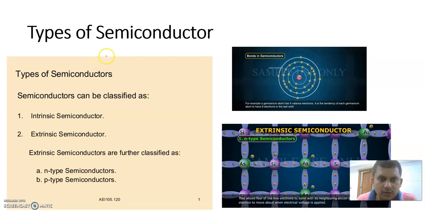Hello. So this is the second video of the prerequisite of analog electronics. In the previous video, we discussed the conductor, insulator, types of semiconductor, intrinsic semiconductor, extrinsic semiconductor, the types of the extrinsic semiconductor as N-type semiconductor and P-type semiconductor.